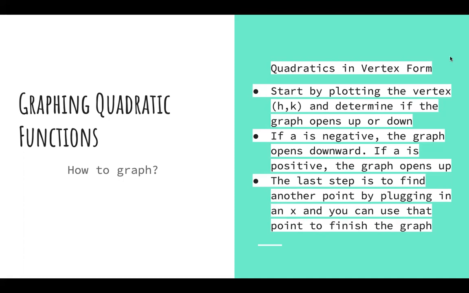So graphing quadratic functions in vertex form: start by plotting the vertex (h, k) and determine if the graph opens up or down. So if there's a negative a at the front, it opens down, and if it's positive, it opens up. The last step is to find another point by plugging in an x, and you can use that point to finish the graph.